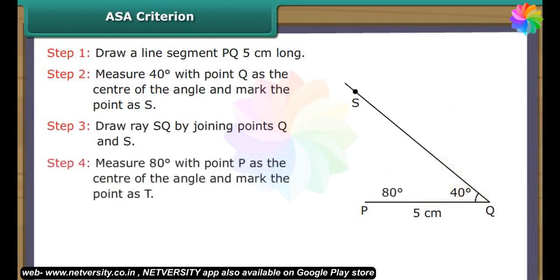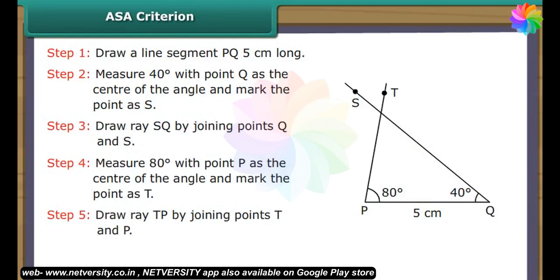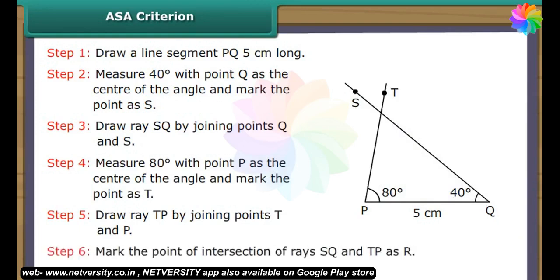Measure 80 degrees with point P as the center of the angle and mark the point as T. Draw ray TP by joining points T and P. Mark the point of intersection of rays SQ and TP as R. Triangle PQR with two angles as 40 degrees and 80 degrees and the side between them as 5 cm is constructed.